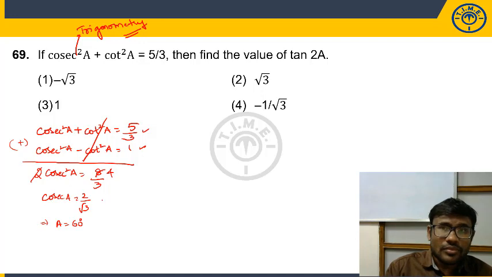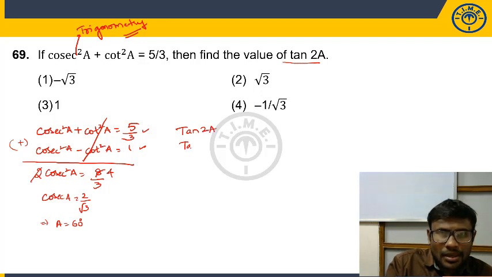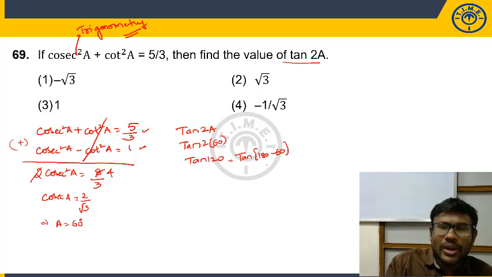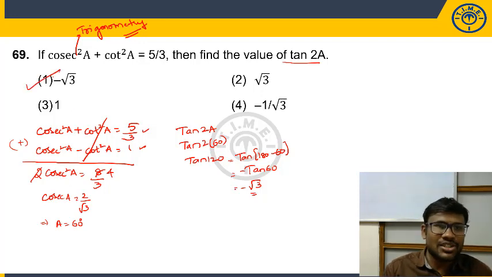Now he is asking to calculate the value of tan 2A. What is tan 2A? So tan 2 into 60, that is tan 120. What is your tan 120? Tan 120 is nothing but tan 180 minus 60. 180 minus 60 is a second quadrant. Tan will be negative. So it is minus tan 60, so it is equal to minus root 3. So minus root 3, which option? Option number 1 is your answer.